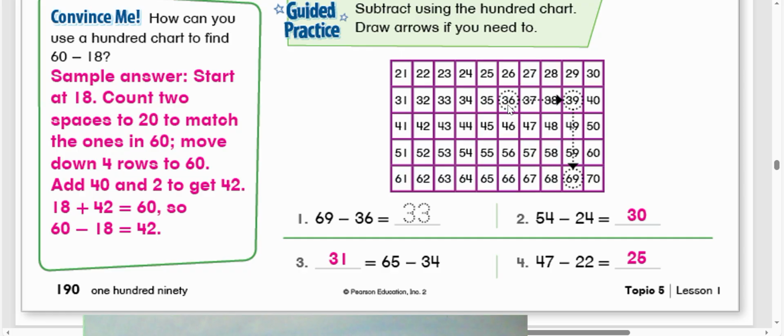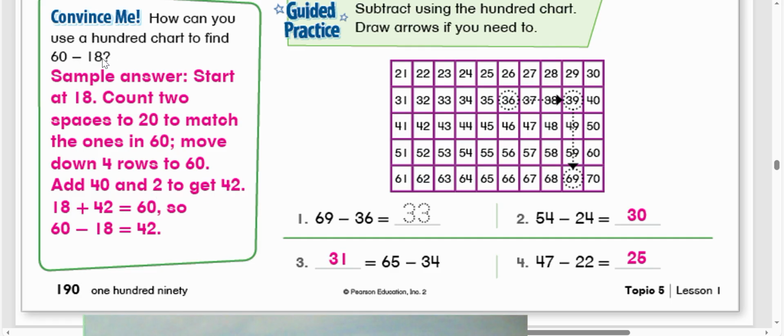Here are the steps. We have 60 minus 18 will be 42. If you want to find the answer here, you must start at 18 and count 2 spaces to 20. To match the ones in 6, move 4 rows to 60 and 40 and 2 to get 42.